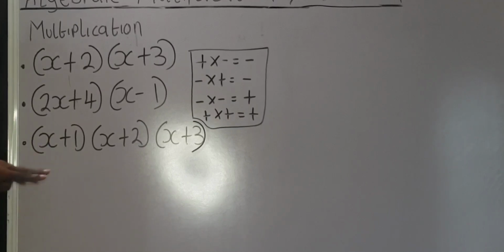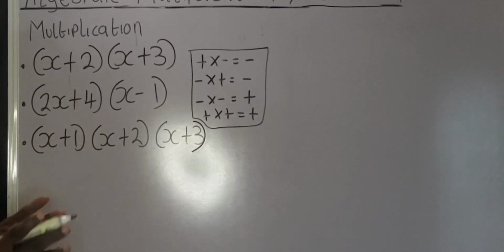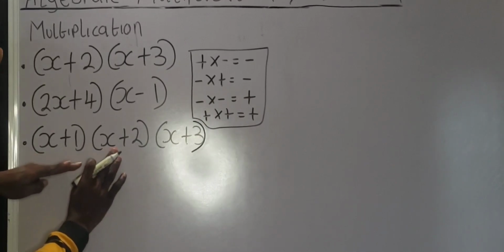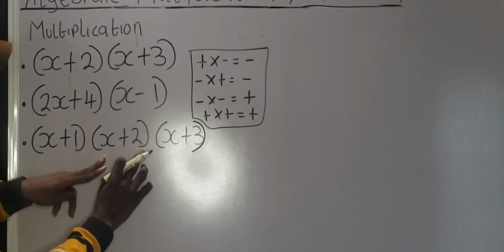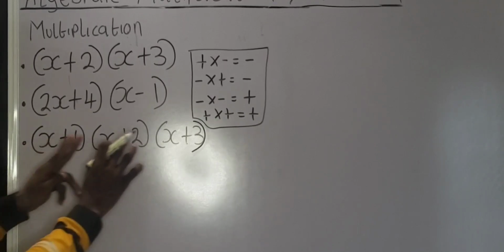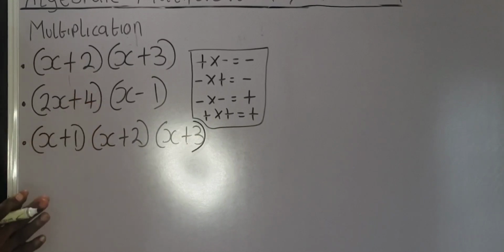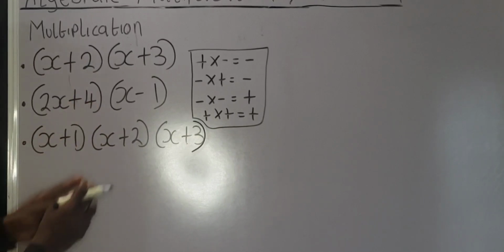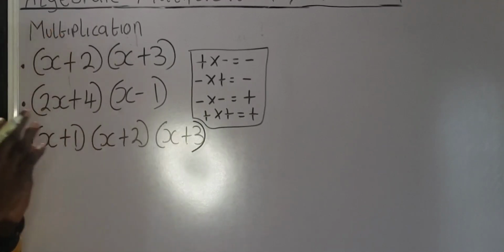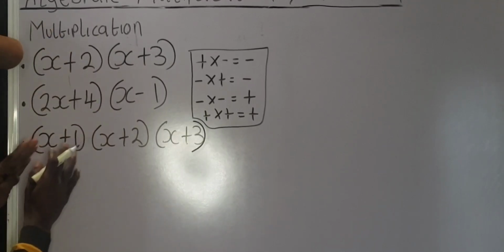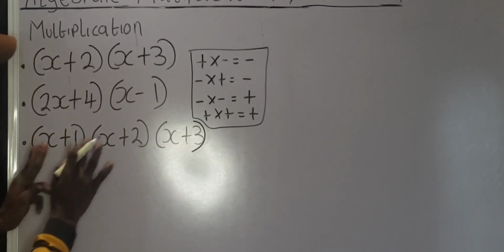Look at this. We are asked to take the product of these three. I want you to pay attention here, okay? What I'm going to do first is take the first two. This is the first bracket, this is the second bracket. I'm going to take the first bracket and the second bracket and then take the product. When I'm done, I'm going to multiply my answer by this third bracket. Do you understand? So I'm going to take the product of the first bracket and the second bracket.